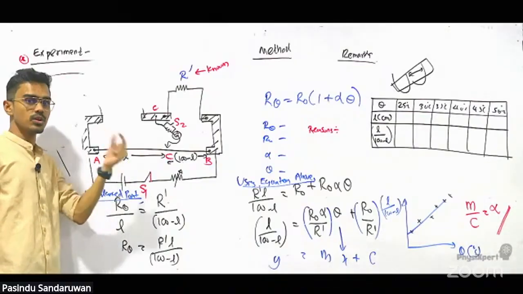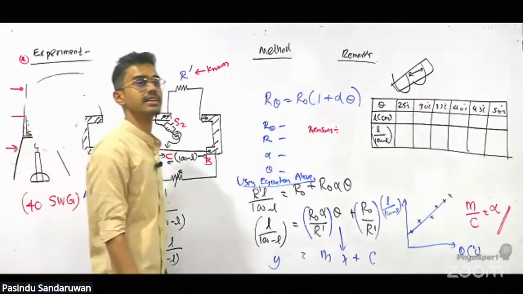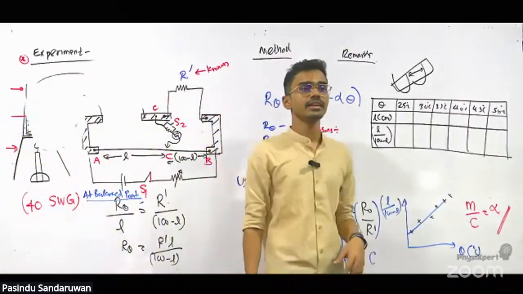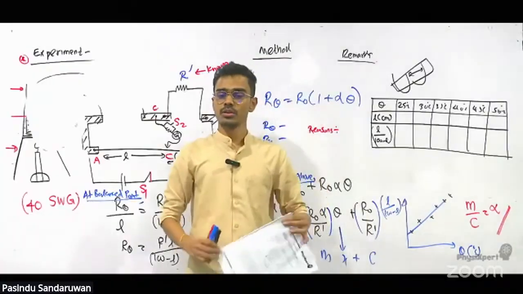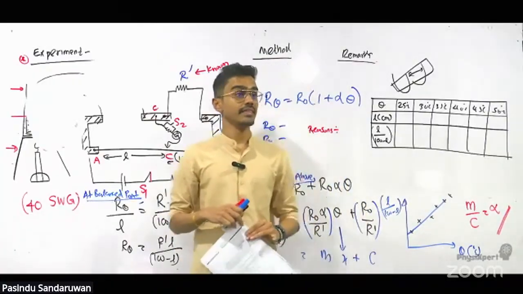Right? When you get a smaller balance length, the percentage errors of those readings are very high. That's why it is advised to use a lengthier wire.